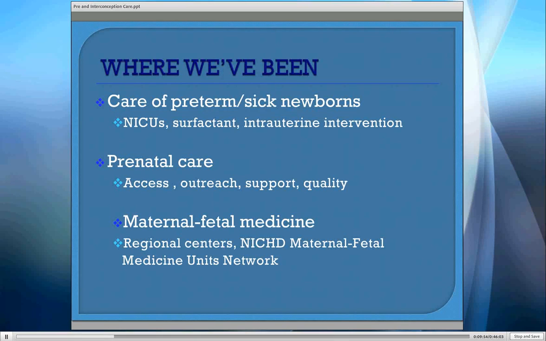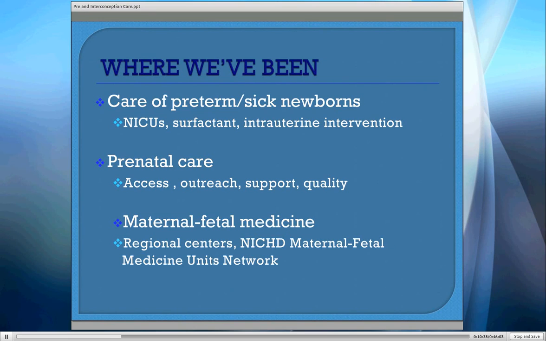So where have we been? There has been a great deal of effort invested in reducing both infant and maternal mortality over the past 4 decades. We've yet to achieve the Healthy People goals for a variety of key maternal child health measures, but the efforts have made a difference. Care of preterm and sick newborns has been revolutionized. The discovery of surfactant, as well as the development of NICUs, specialized equipment, and technologies that allow intrauterine intervention, have resulted in a marked reduction in infant mortalities between the 1970s and the 1990s.